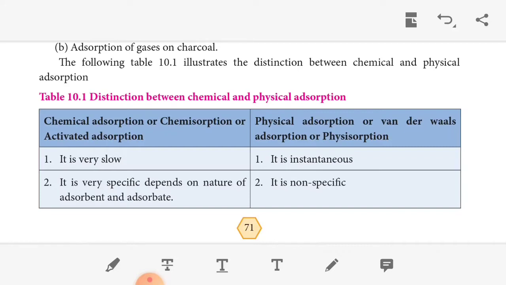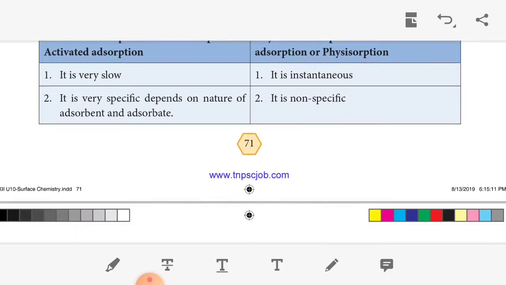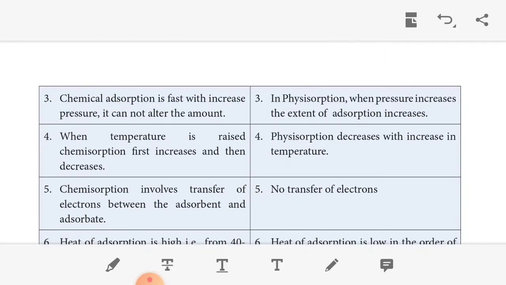Chemisorption is a very slow process, whereas physisorption is an instantaneous process. Physisorption is non-specific. Chemisorption, another name is activated adsorption, is very specific and depends on the nature of the adsorbent and adsorbate. Then the third point, chemisorption is slow, whereas physisorption is fast.